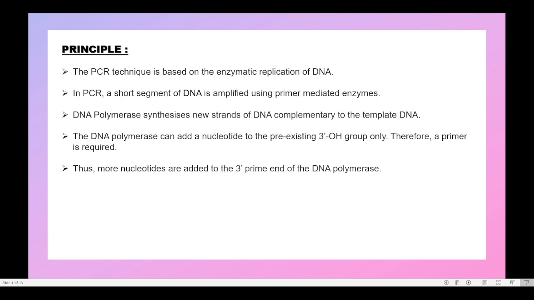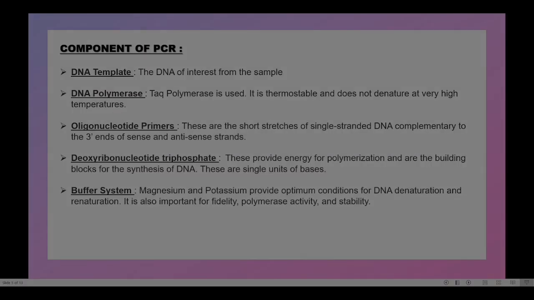Principle. The PCR technique is based on the enzymatic replication of DNA. In PCR, a short segment of DNA is amplified using primer-mediated enzymes. DNA polymerase synthesizes a new strand of DNA complementary to the template DNA. DNA polymerase can add nucleotides to a pre-existing 3' OH group only. Therefore, a primer is required. Thus, more nucleotides are added to the 3' end of the primer by the DNA polymerase.